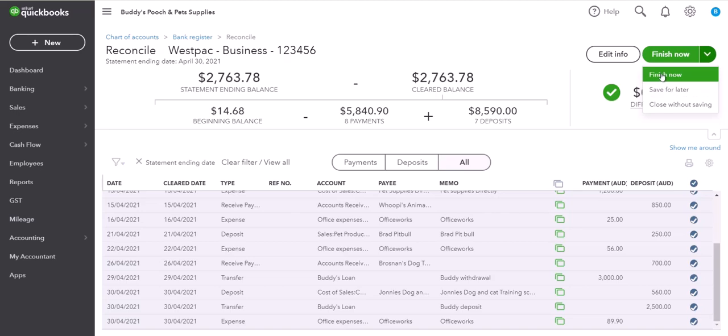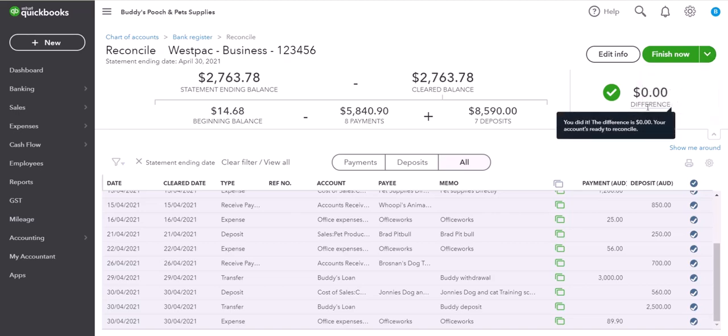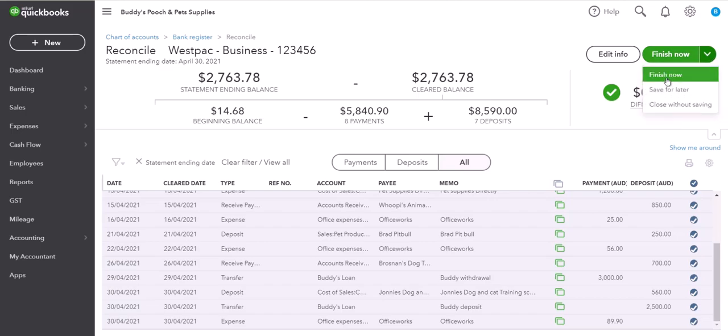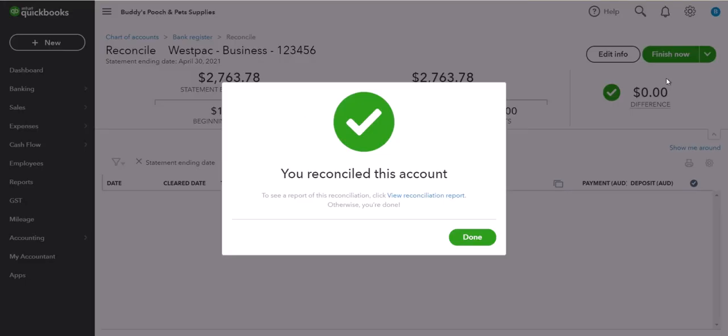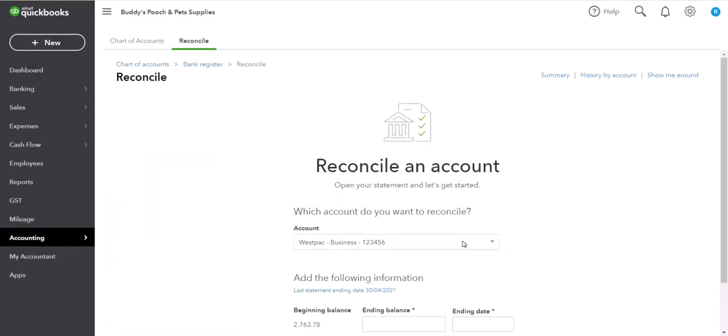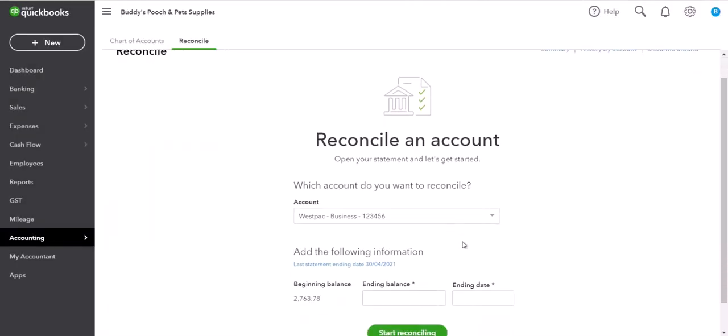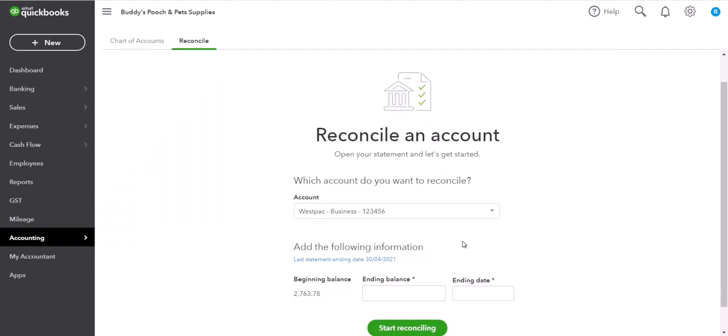Or guess what? We've got the Finish Now button, which means we are finished, we are zero, there is no difference. Let's complete this reconciliation now. Done. You've reconciled the account. And there you go. And now in our reconciliation area, it actually says the last statement ending date was the 30th of April, and that was our balance, $2,763.78, which matches your bank statement. Easy.